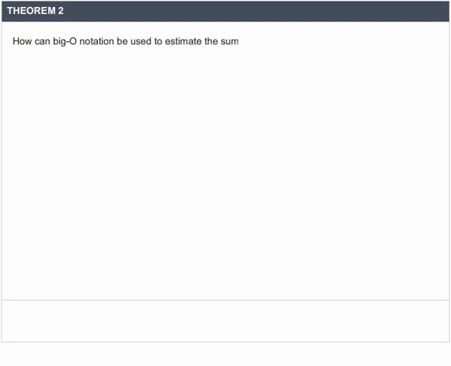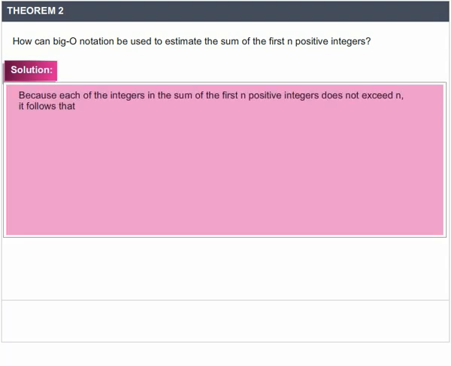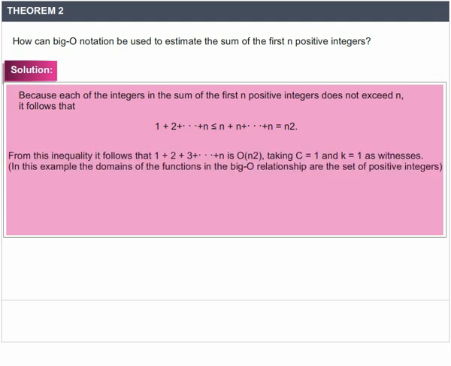How can big O notation be used to estimate the sum of the first n positive integers? Solution. Because each of the integers in the sum of the first n positive integers does not exceed n, it follows that 1 plus 2 plus etc. plus n is less than or equal to n plus etc. plus n, which equals n^2. From this inequality, it follows that 1 plus 2 plus 3 etc. plus n is order of n^2, with C equal to 1 and k equal to 1 as witnesses.